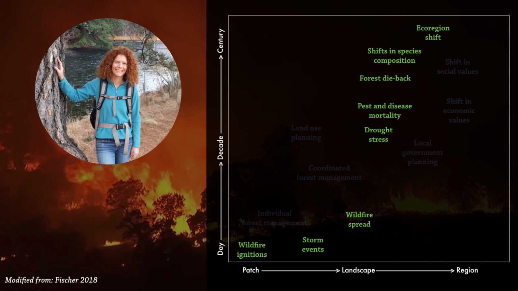But consider the scales at which social processes, such as the shifts in values, occur. Note the mismatch between them and the time scales at which fires spread and when management and planning change. Given these temporal lags and differences between biophysical and social processes, it's really not surprising that we tend to see environmental degradation long before actions are taken to halt or reverse it.